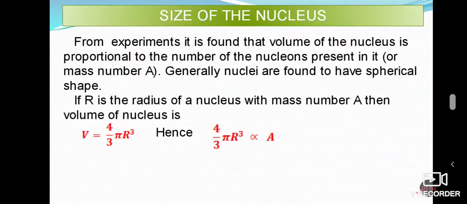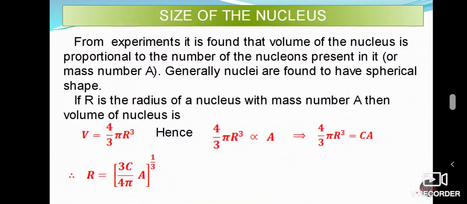Therefore, we can write that the volume, 4 by 3 pi R cube, is directly proportional to the mass number A. Or we can write the same equation as 4 by 3 pi R cube equal to CA, where C is the proportionality constant. From this, the radius of the nucleus R is equal to 3C divided by 4 pi into A, the whole raised to 1 by 3.